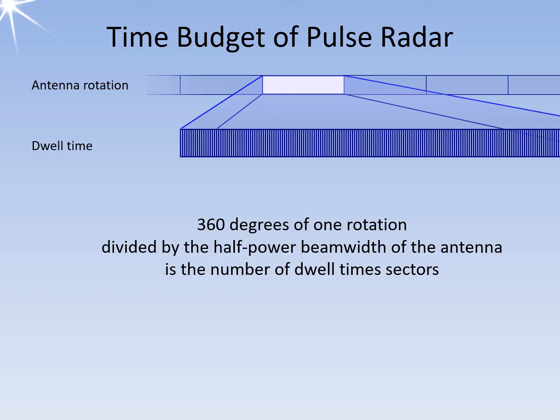These 5 seconds are divided by the ratio of the half-power beamwidth of the antenna to determine the dwell time. If the half-power beamwidth is given with 1 degree, the 5 seconds must be divided by 360, which results in about 13.8 milliseconds in this example.